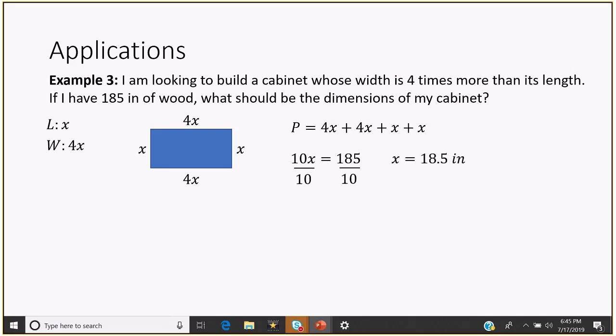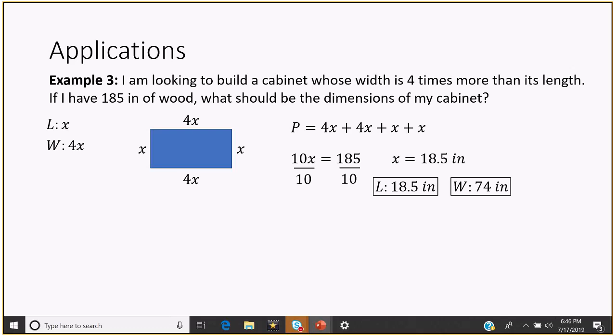Dividing both sides by 10, I get x is equal to 18.5. And again, this is why it's very important to label your variables. I found x to be 18.5, but that's not what the question's asking for. It's asking for the dimensions. So I go back to where I specified my variables, and that's my length. My length is 18.5. To find my width, I need to take that value and multiply it by 4. So 18.5 times 4 gets me 74 inches.